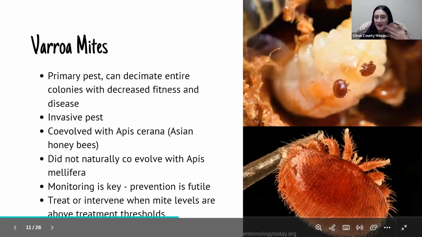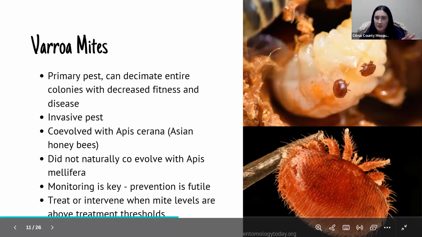Okay, so I kind of already said all this, but they are an invasive pest. And the reason that they're so invasive is because they co-evolved. So they naturally evolved with the Asian honeybee, Apis cerana. Now, if you recall back to our first presentation in this series, the Western honeybee that we manage is the Apis mellifera.